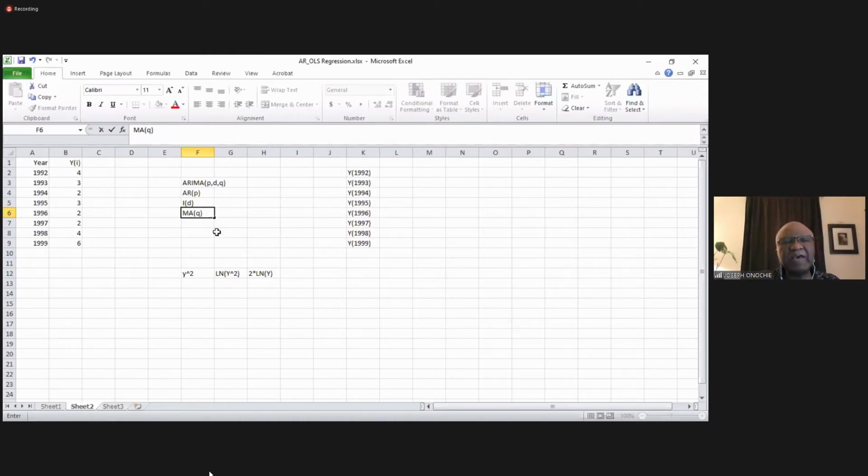So you will never hear me say moving average MAP. It's always MAQ. I didn't make this up. That's the convention in this subject. So it's AR P, I D, MA Q. Okay, let me stop here. Does anybody have a question?